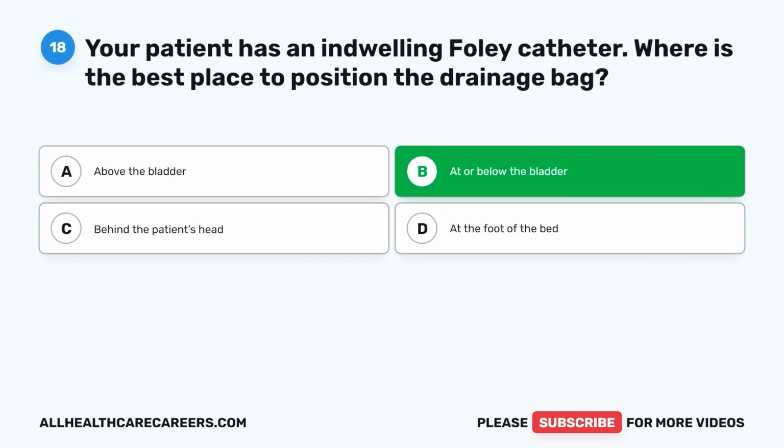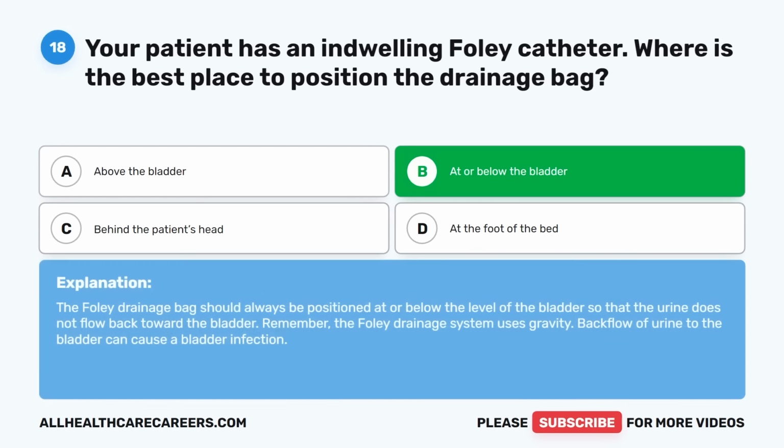The correct answer is B. At or below the bladder. The Foley drainage bag should always be positioned at or below the level of the bladder so that the urine does not flow back toward the bladder. Remember, the Foley drainage system uses gravity. Backflow of urine to the bladder can cause a bladder infection.